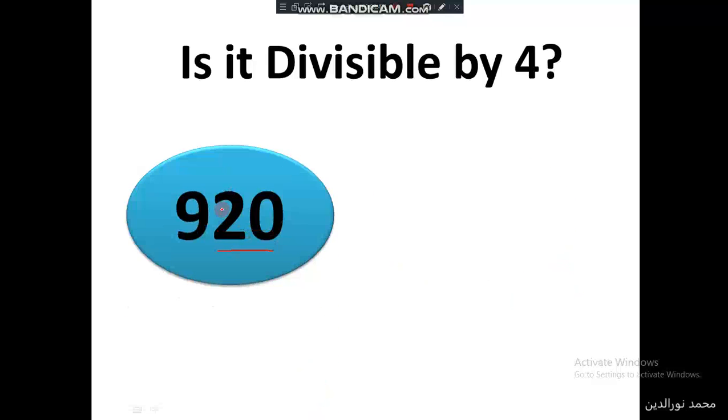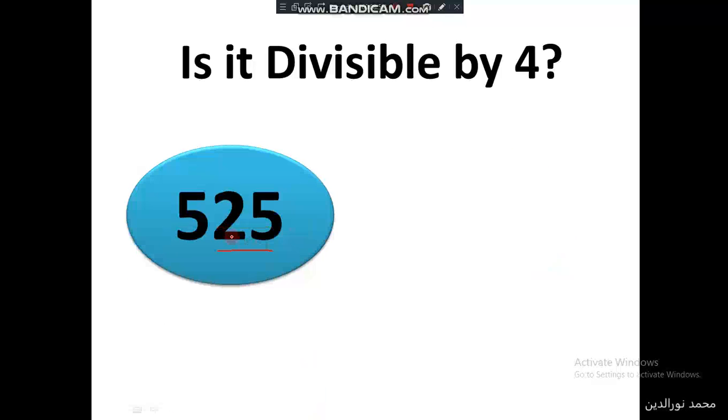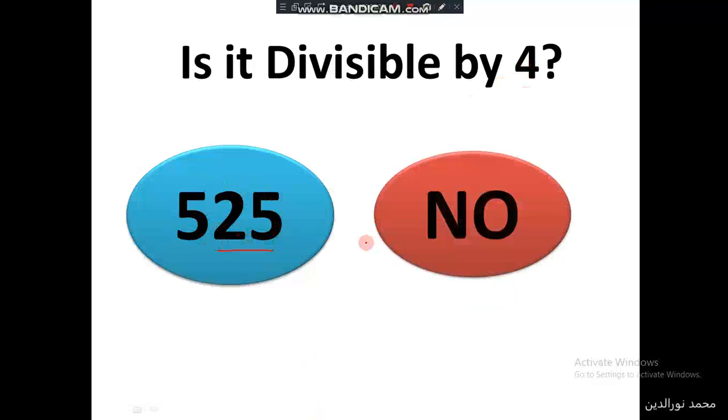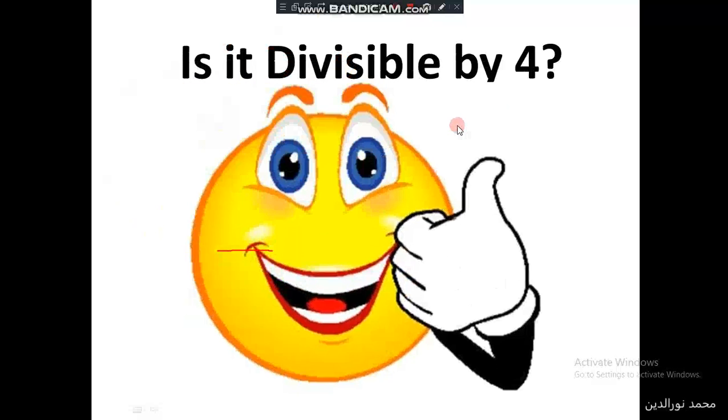And then 20. 20 is a multiple of 4. 4 times 5 is 20. So yes, this number is divisible by 4. And then we have 525. We look at 25. 25 is not a multiple of 4. So this number 525 is not divisible by 4. And well done till now.